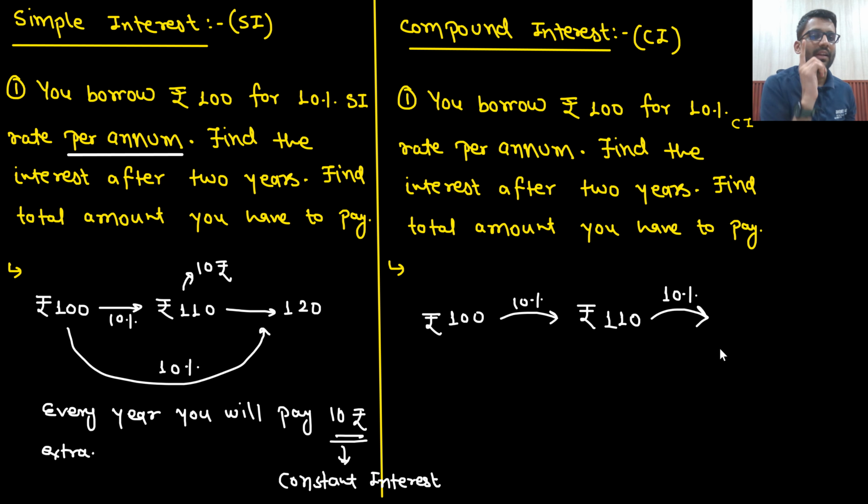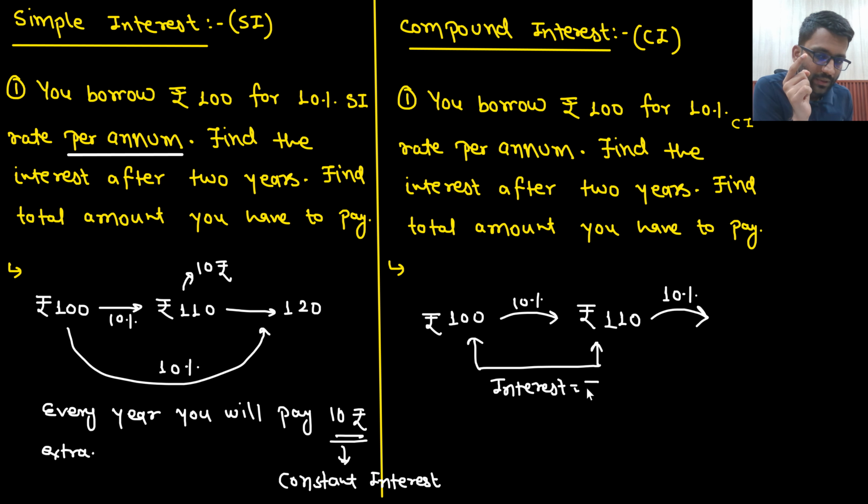But now the interest is not constant. The interest depends on the previous amount. So now the interest will be 10% of 110. That means the interest will be 11 rupees here. In this transaction before, the interest was 10 rupees. This is just to show you the meaning. Now the interest will be 10% of this, so the interest will be 11 rupees.